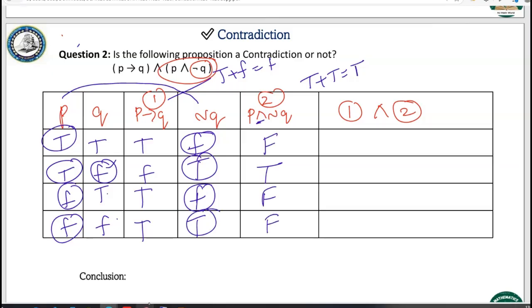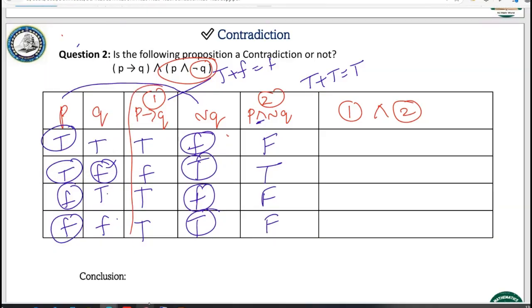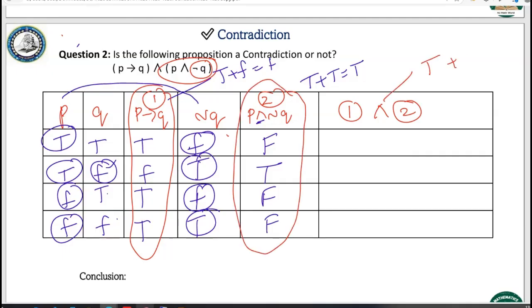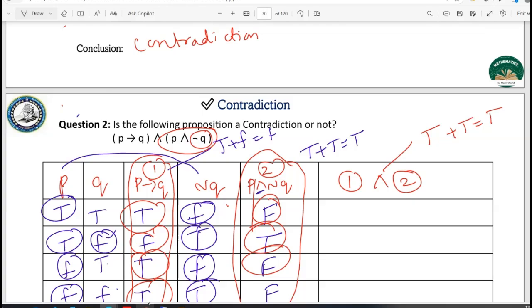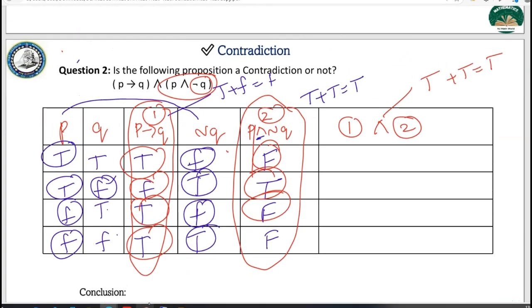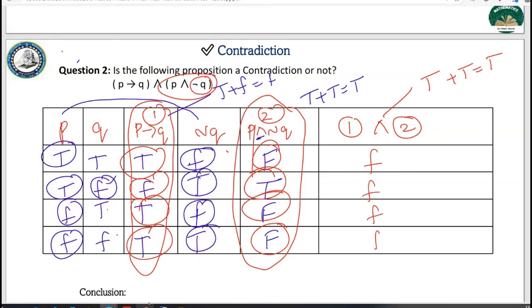Now we have to check the condition for this. You will be checking the first one and the second one. The condition for and is again T and T, it is T. We'll just check. If it is T and T, no. If it is T and T, no. We have T and T, no. We have T and T, no. So we don't have any T and T. If it is not there, it is all false. So the answer is false. If all the values are false, then it is called a contradiction.